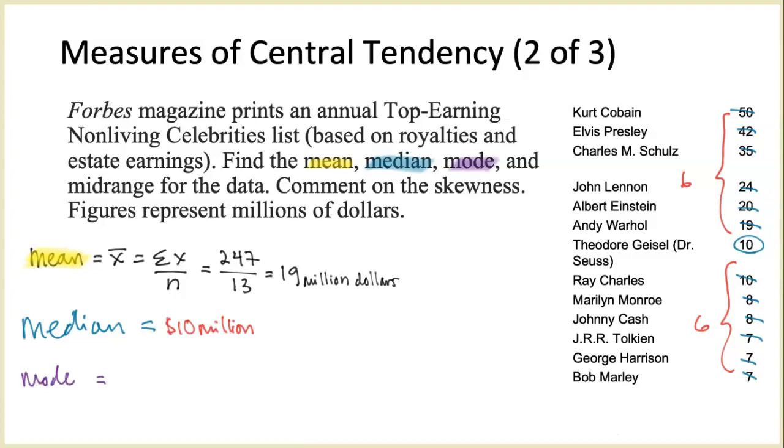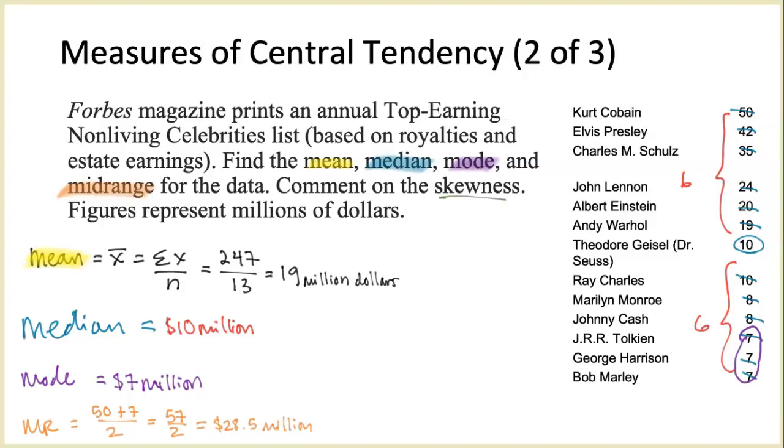For my mode, it's whichever value occurs the most. Several values repeat: there are 2 10s in the data set, 2 8s, and 3 7s. We want the one that repeats the most, which is the 3 7s. So 7 million would be our mode. For our mid-range, which is like a midpoint, we look at the largest and the smallest value, add them together, and divide by 2. That's my midpoint value, which is 28.5 million.